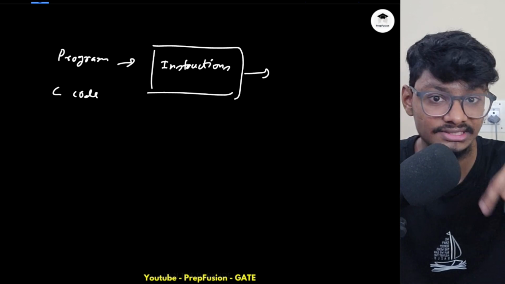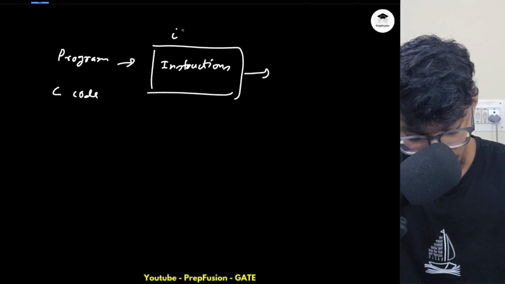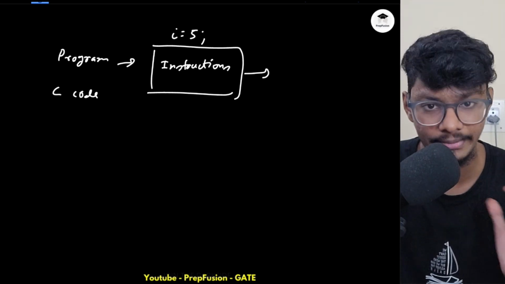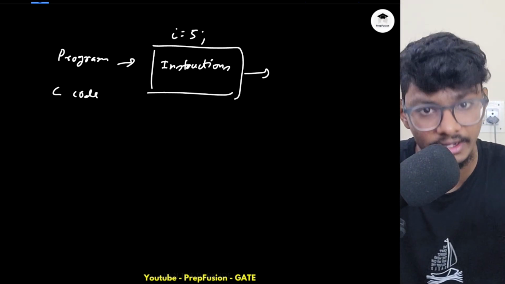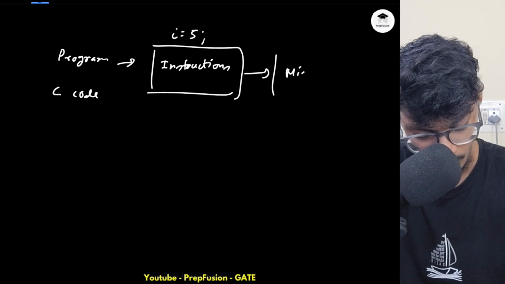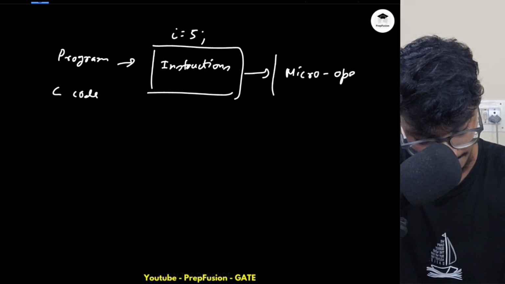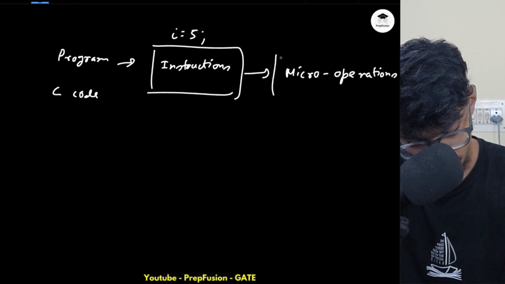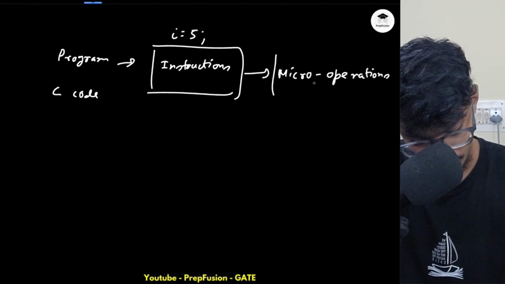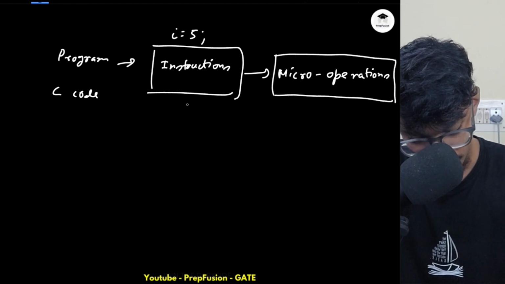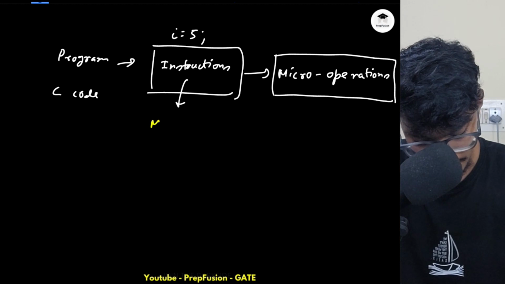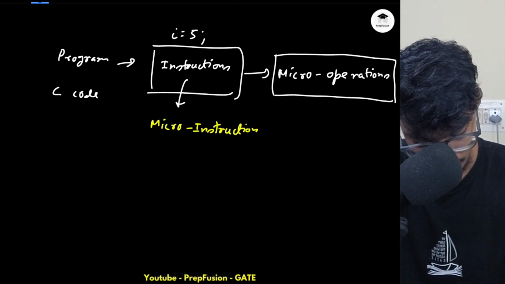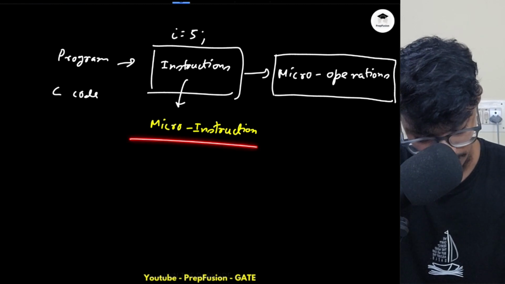And in instructions, there are micro operations, because in C, if I write I equals 5, it doesn't happen instantaneously. It may take more cycles, right? It may take more micro operations. So at the atomic level, I have micro operations. Sometimes this is also called a micro instruction.